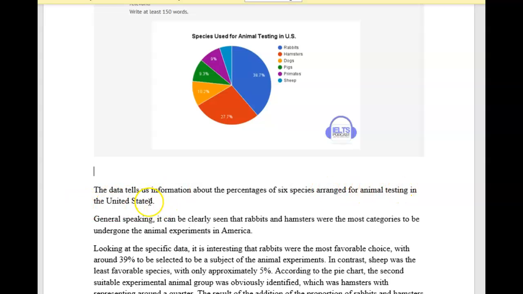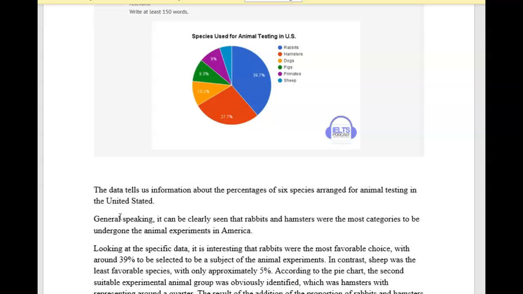You messed up your typing and wrote a D instead of an S. Another thing that you could have done is instead of just telling us the data, you can tell us what form that data takes. So you could have mentioned that this is a pie chart. So ideally, this would have read, the pie chart tells us information about the percentages of 6 species used for animal testing in the United States. And this should be generally, LLY here, speaking.